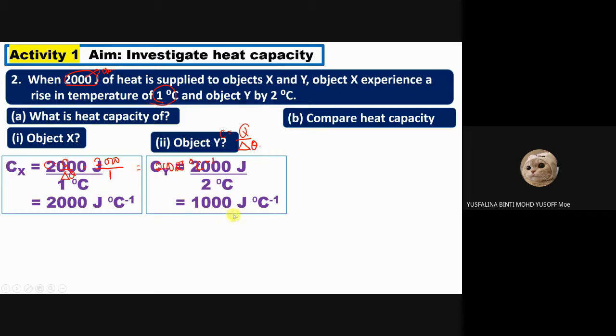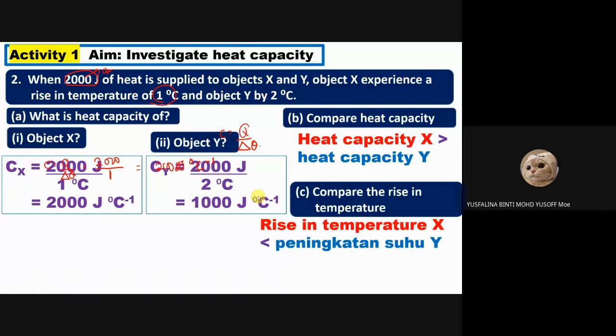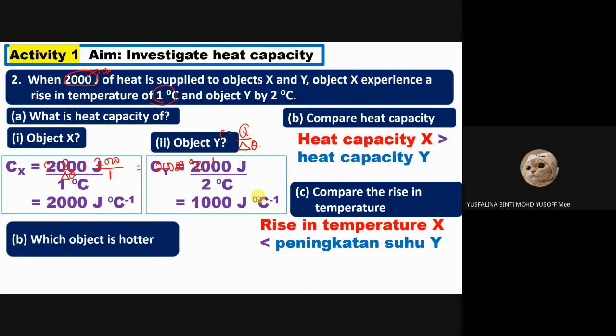So that's why object Y can increase the temperature faster compared to X because of the heat capacity here. Y has the lower heat capacity, so it will have the higher rise in temperature. The rise in temperature in X is lower than Y because the heat capacity is higher. So which object is hotter? Object Y.